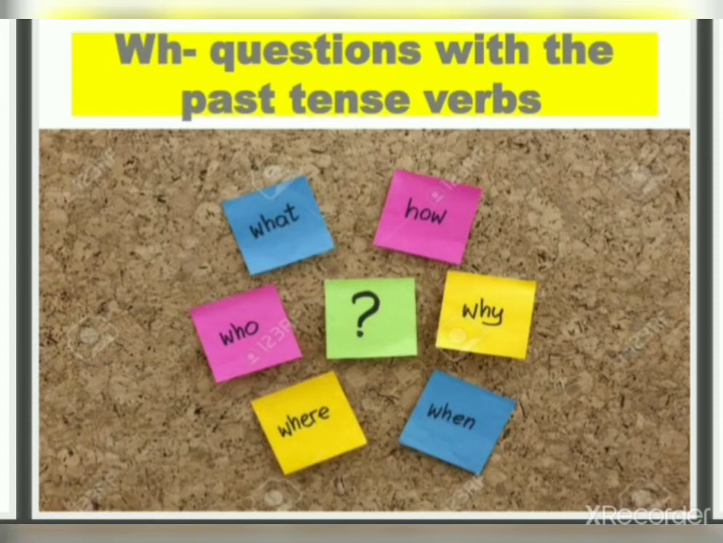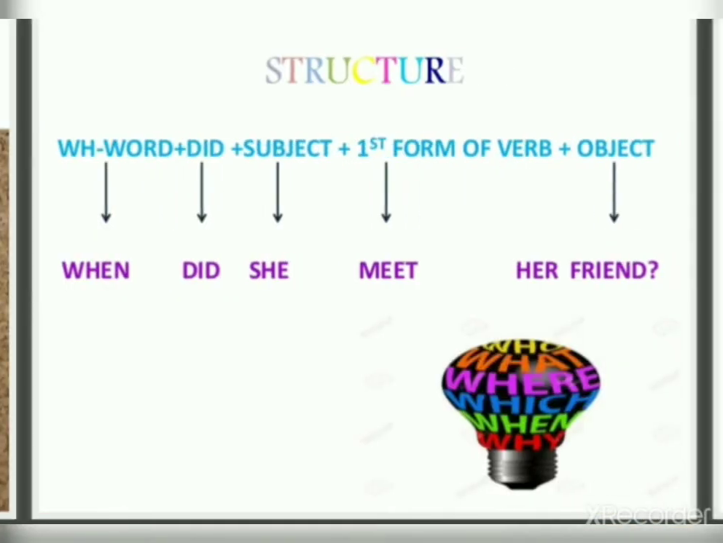There is another way to make a question. Which way is that? Yes, by using an interrogative pronoun, a WH word. When we use an interrogative pronoun, a WH word, it comes at the beginning of the sentence.